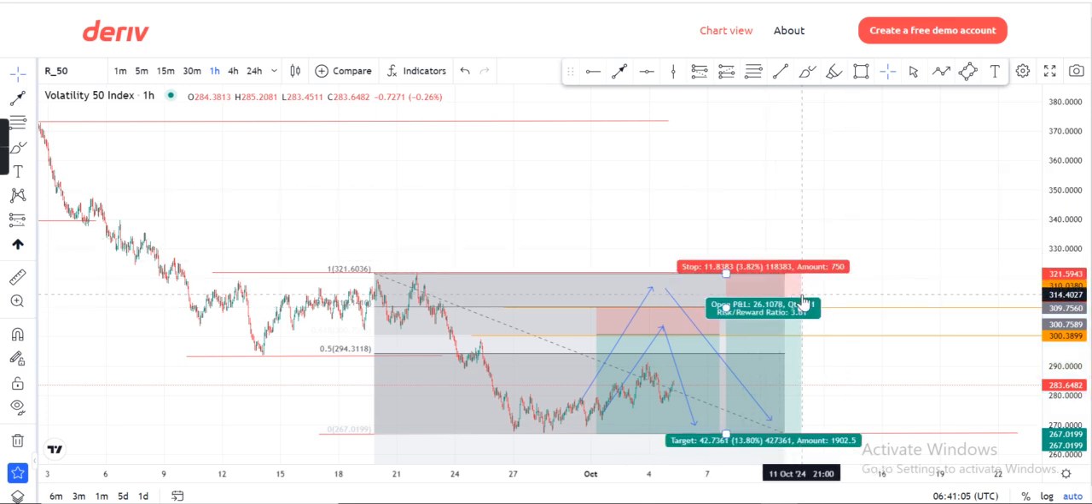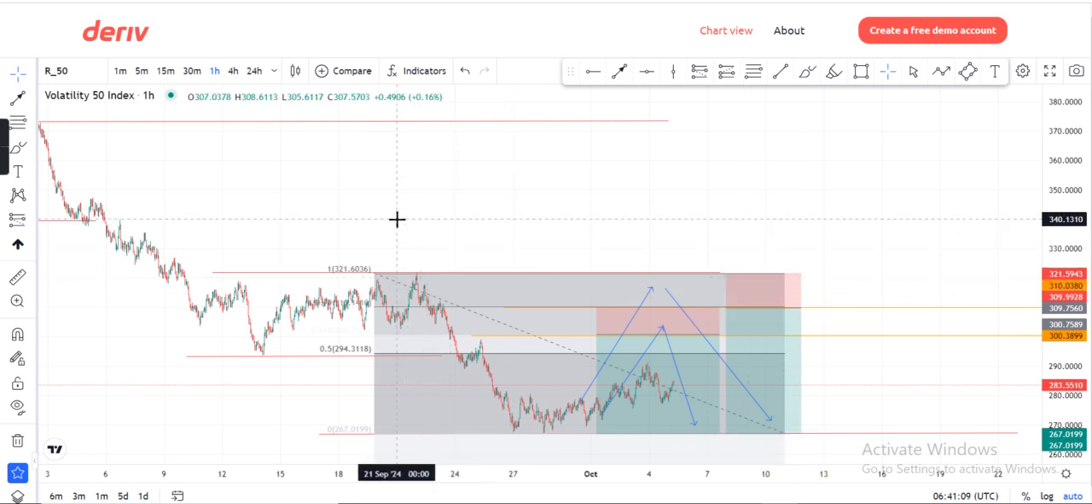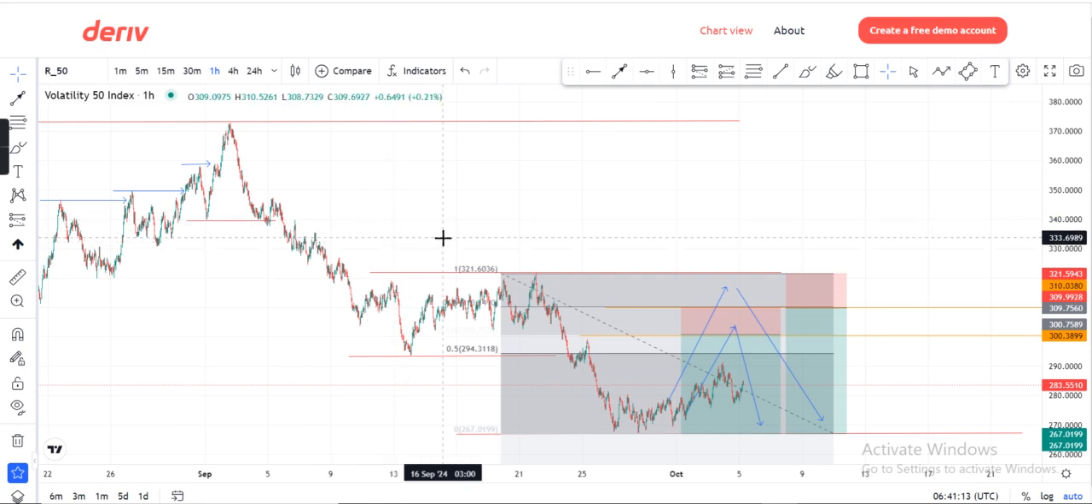So that is it actually. This is our setup for volatility 50, and this is what our bias is. This is what we are looking out for.